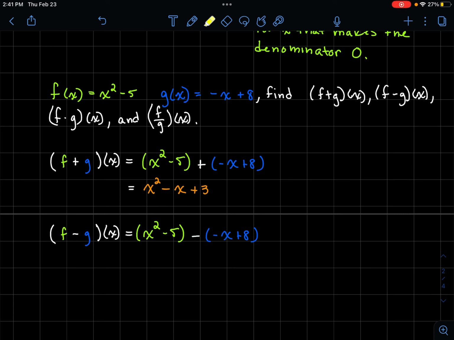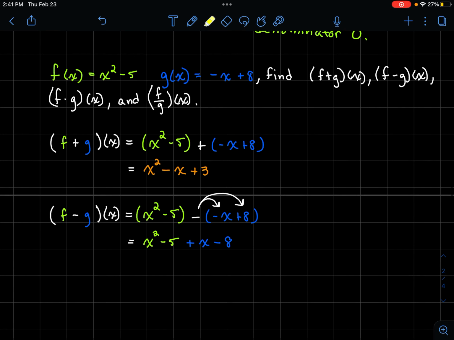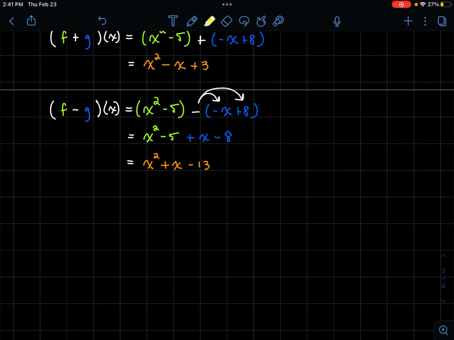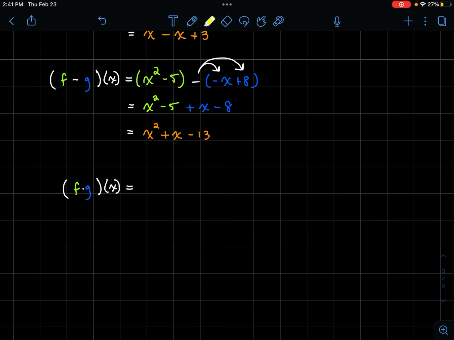Moving along to f minus g. Similar to the addition, change the plus sign to a minus sign. So we got green. Let's take away the like terms from blue. Go to our answer, the x squared and the minus 5. We distribute the negative sign. We get positive x, and then minus 8. And our like terms, once again, are the negative 5 and the negative 8, which would give us x squared plus x minus 13.